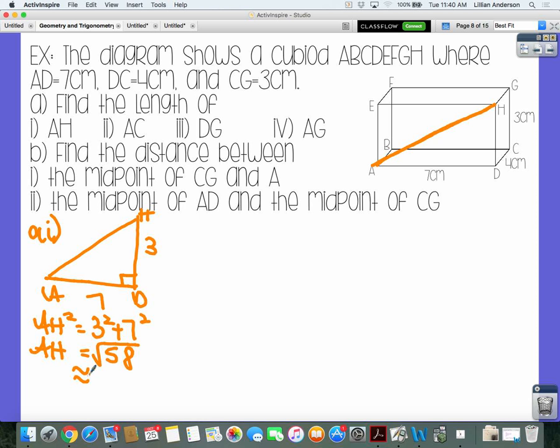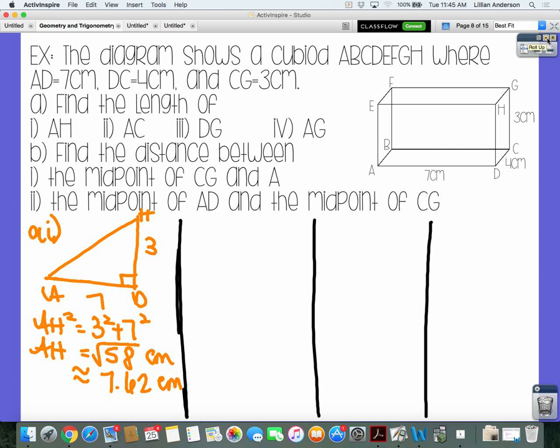You can leave it like this. This is known as the exact answer, and then just put your units on it. But you do have the option to round to 3 significant figures, and you get 7.62. So the trick is to figure out the right triangle, and then perform your Pythagorean theorem. So I want you guys to go ahead and do that for AC, DG, and AG. Go ahead and do that now.